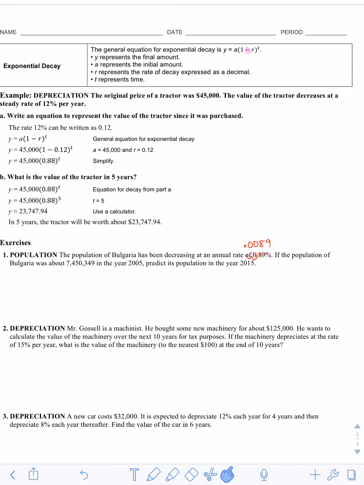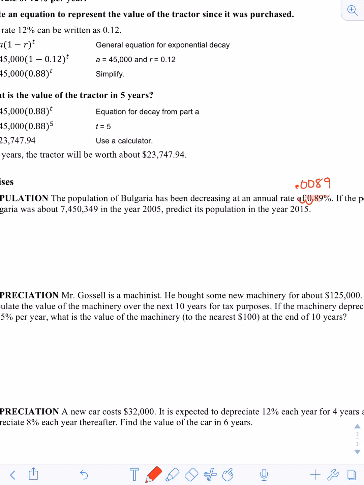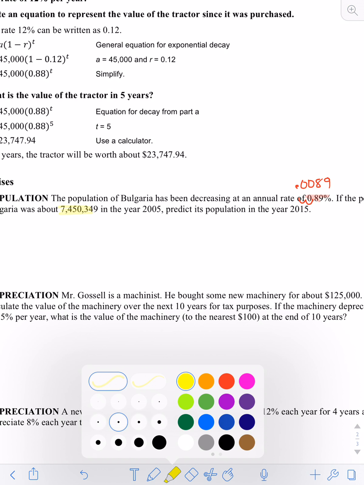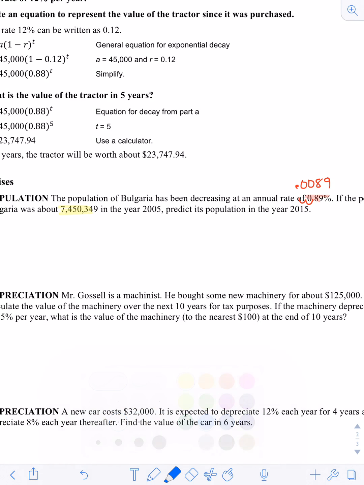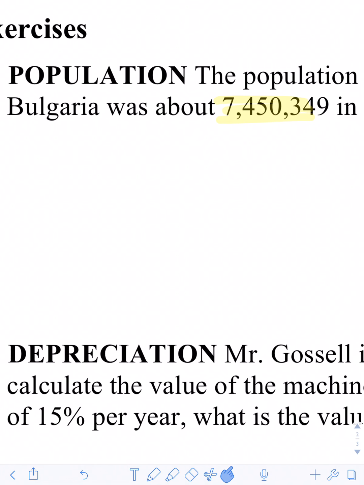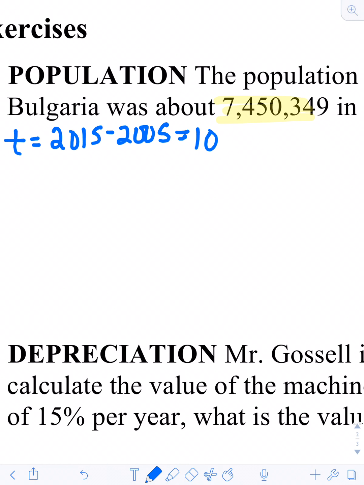If the population of Bulgaria was about this, that's my initial value. So let me highlight that initial value in the year 2005. So there's my time. I'm going to do that in blue. Predicted in 2015. So just like the other ones, zoom in. First, I have time, so I'm going to do blue. Time is going to be equal to 2015 minus 2005. So that gives us 10 years.